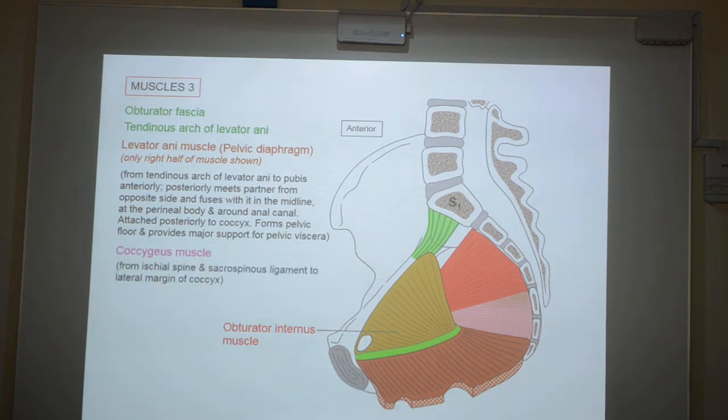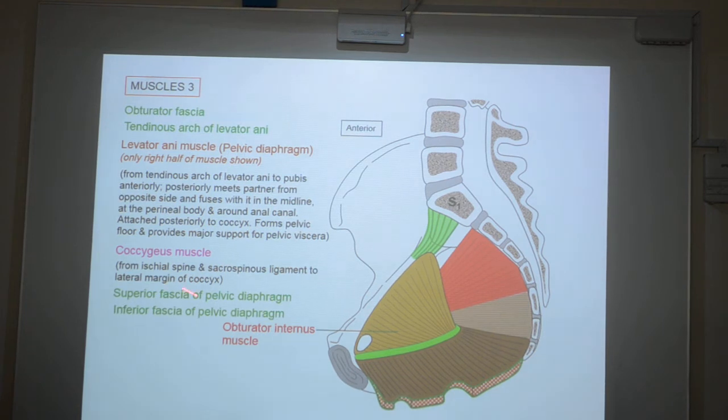Now I have fascia which covers all this. We call it, is it superior to the pelvic diaphragm? Yes. Can I call it superior fascia of the pelvic diaphragm? And if I put a fascia underneath, what should I call it? Inferior. Good. So I have superior fascia and inferior fascia of the pelvic diaphragm. Is that right? There is no new term that has been introduced here.